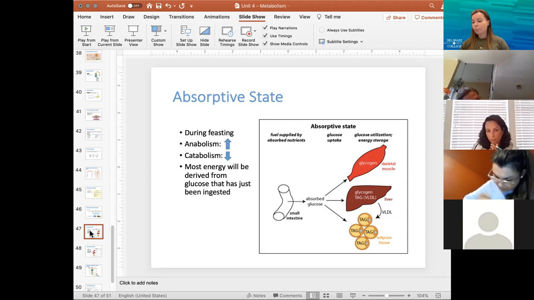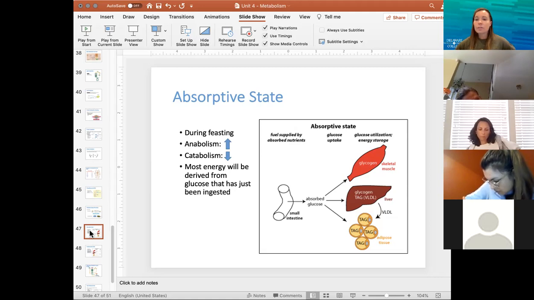And then for hormonal control, insulin is released to move glucose. Basically, it's moving glucose out of the blood so it can be stored.